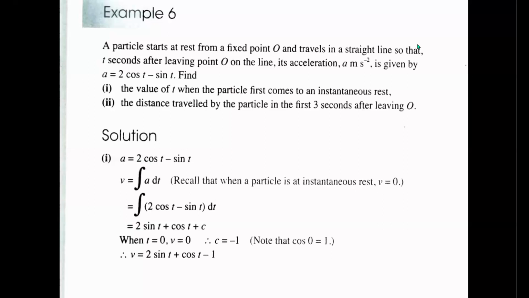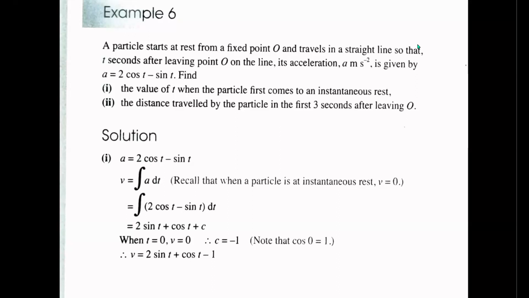Particle starts at rest from a fixed point O, travels in a straight line so that t seconds after leaving point O on the line, its acceleration, a meter per second square, is given by a equals 2 cos t minus sin t. So sometimes you start to introduce trigo functions. So your differentiation integration must be there already. You need to know how to differentiate integrate. Okay, find part 1, the value of t when the particle first comes to an instantaneous rest.